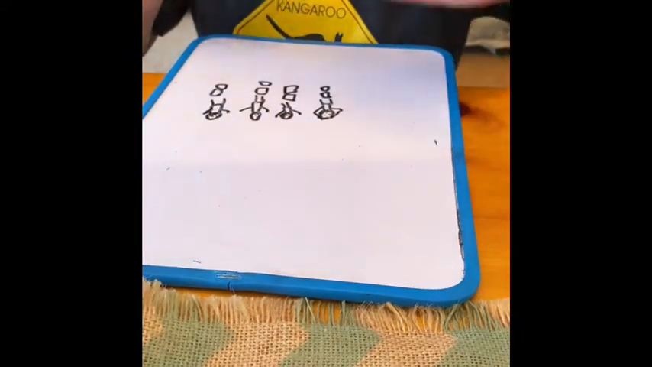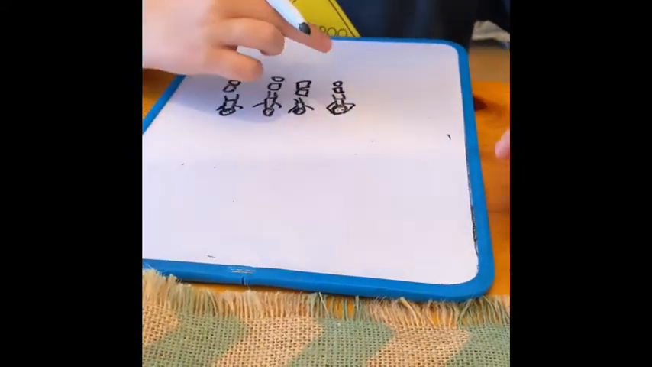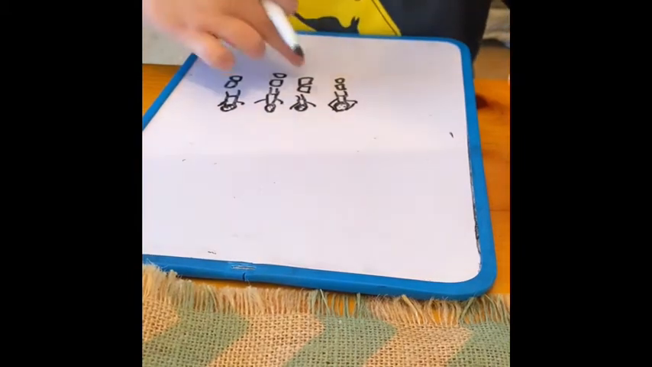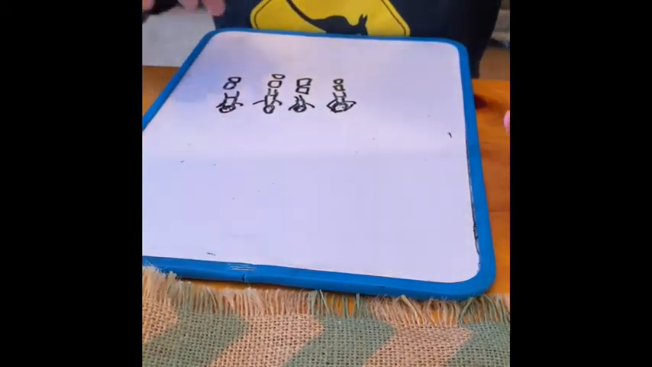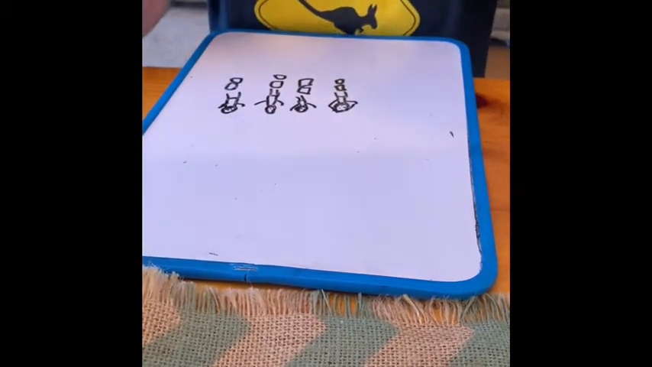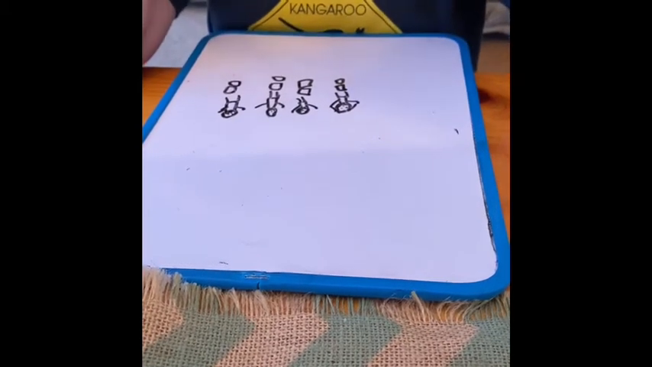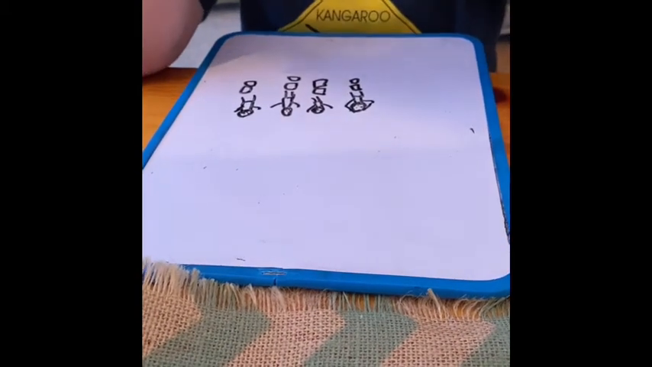1, 2, 1, 2, 1, 2. So now there's 2 each. So that means there's 1, 2, 3, 4, 5, 6, 7, 8. So that means there's 8 in total. But we need 2 extra. We need another 4 extra, but there's 10.